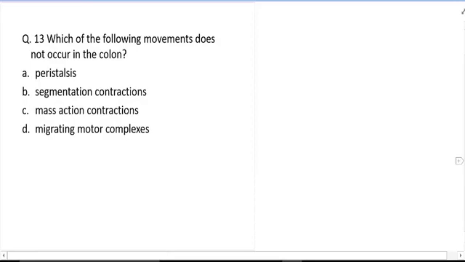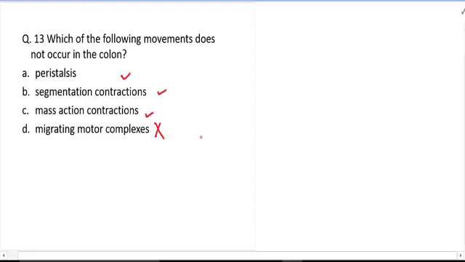Which of the movements does not occur in the colon? Peristalsis, yes, occurs in the colon. Segmentation contractions occur in the colon. Mass action contractions also occur in the colon, where large segments of the colon contract together. And this is especially important in movement of fecal matter. Migrating motor complexes do not occur in the colon.